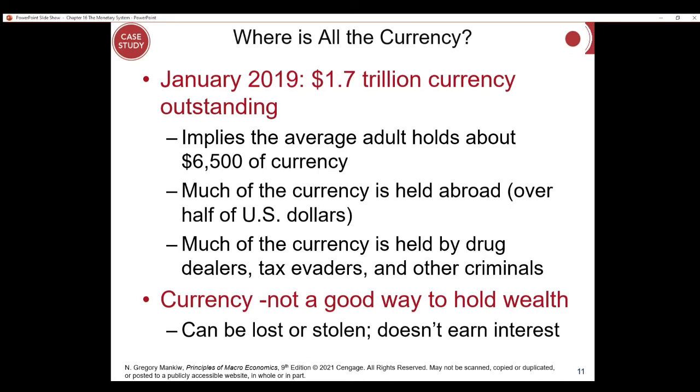But again, currency is not a good way to hold wealth. It's not going to earn interest. If you buy stocks and bonds, that will earn you interest. If you just have a stack of cash, it could be lost or stolen, and it's not increasing in value. It's actually decreasing because of inflation. So that covers where all the currency is.